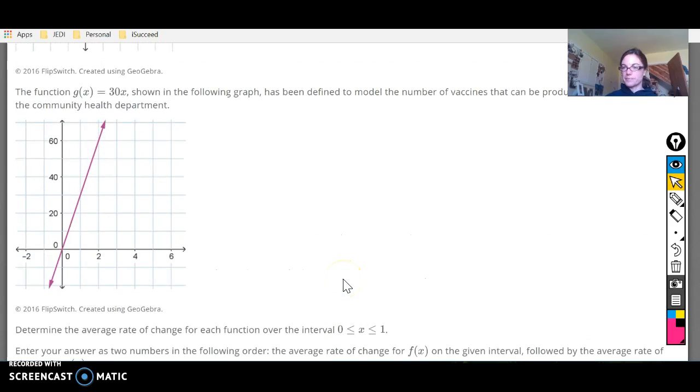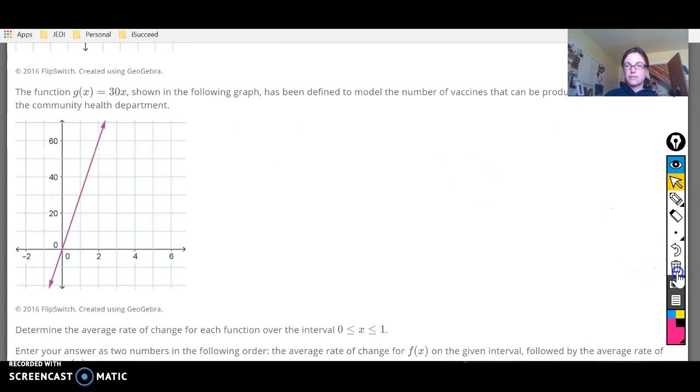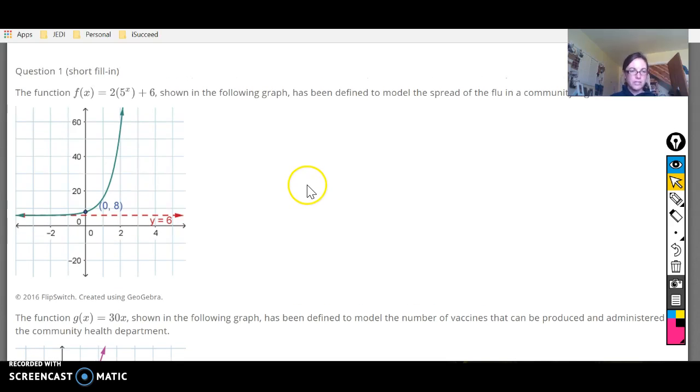So basically, let me get my pen going here. Basically, I want to know the rate of change of this linear function from here to here, okay? And I want to know the rate of change for this exponential function from here to here, okay? So let's do that exponential function first.